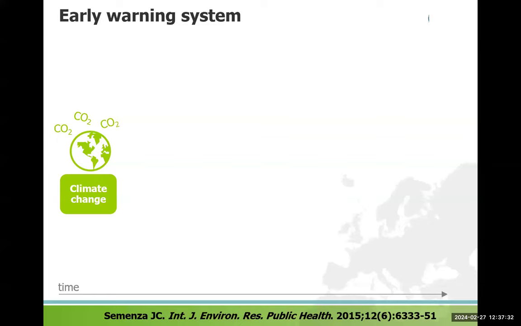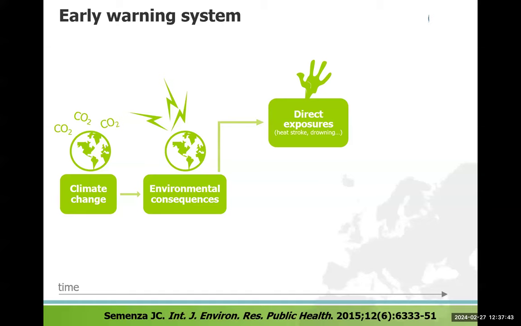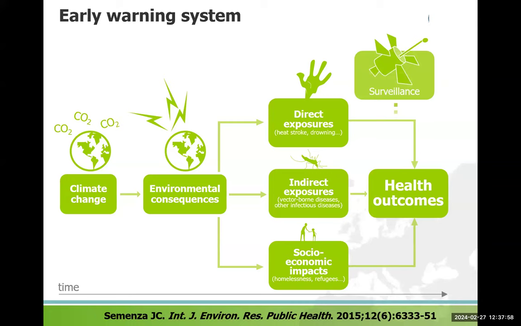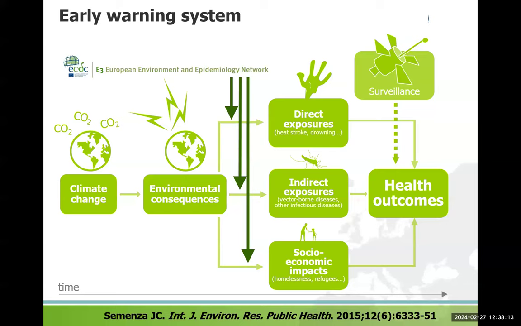And let's imagine that climate change leads to environmental consequences in society. I mentioned these climate hazards that have direct exposures like heat stroke, that we mentioned in the session that we had two weeks ago, or indirect exposures like vector-borne diseases or other infectious diseases, and of course there are economic impacts. In public health, we tend to monitor these health outcomes at the very end of this causal chain with our surveillance systems. But would it potentially be possible that, as opposed to monitoring at the end of this causal chain, we work upstream and monitor these environmental and climatic precursors of disease before they occur? And that's the system that we have built at ECDC, the European Environment Epidemiology Network.